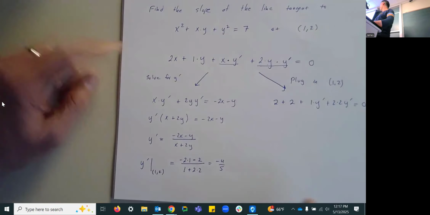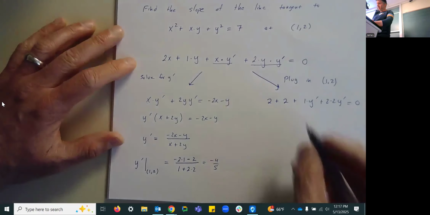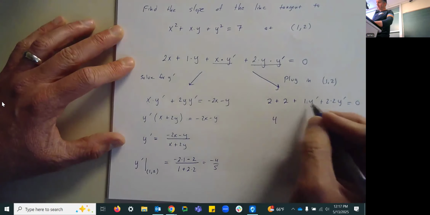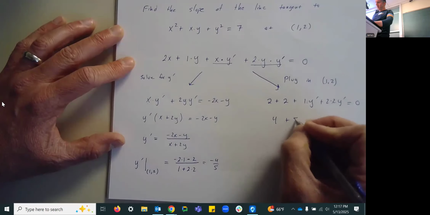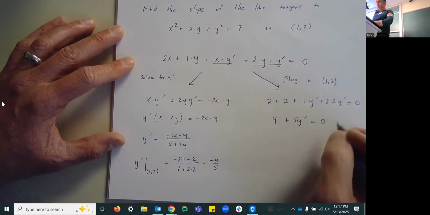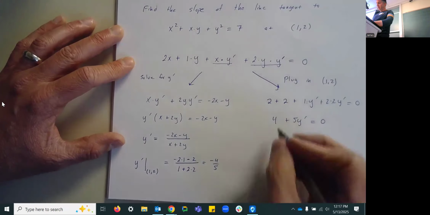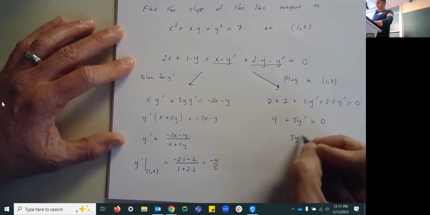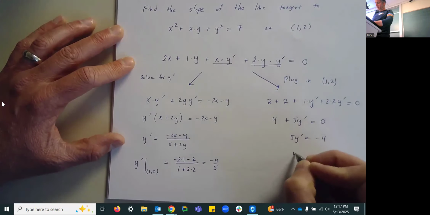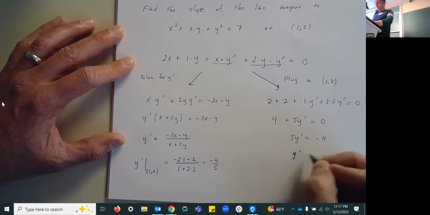And then I think the arithmetic is a lot easier here. 2 plus 2 is 4. 1y prime plus 4y prime is 5y prime equal to 0 still. We need to keep the equality equal to 0. Subtract 4. Divide by 5. So y prime equal to negative 4/5.